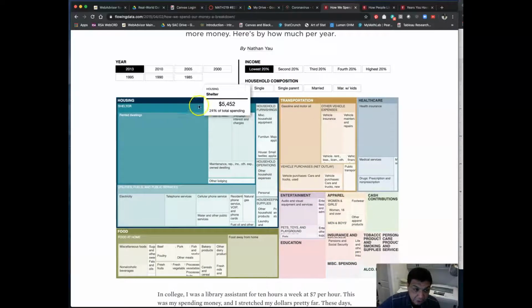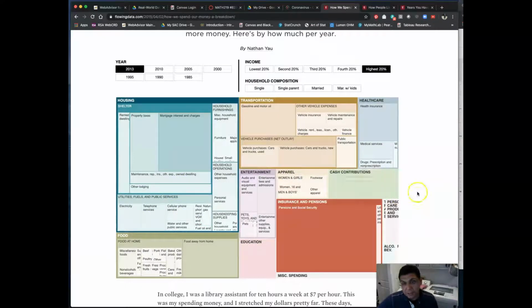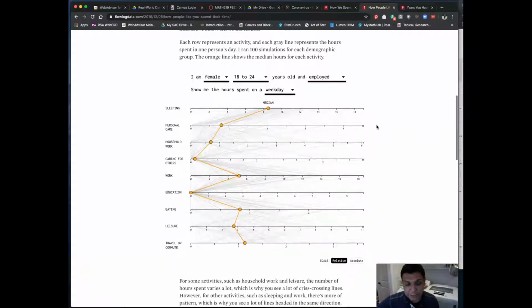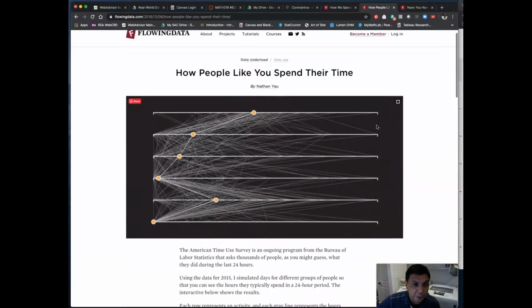I thought it was interesting. Lower income people spend more money on housing. Look, that's the bigger group compared to highest income people. Their housing gets smaller. Interesting data. Some more stuff. Again, looking at these graphical representations, how do you spend your time?